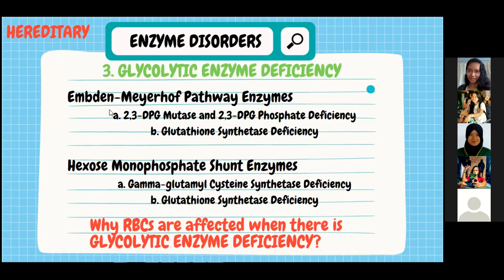These are the enzymes that play an important role: 2,3-diphosphoglycerate mutase, 2,3-diphosphoglycerate phosphatase deficiency, and glutathione synthetase, and also those under the hexose monophosphate shunt. By the way, this hexose monophosphate shunt is still under the Embden-Meyerhof pathway, where its key enzymes are gamma-glutamyl cysteine synthetase and glutathione synthetase.